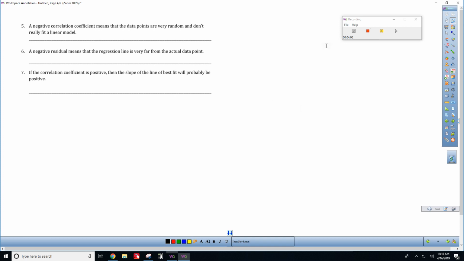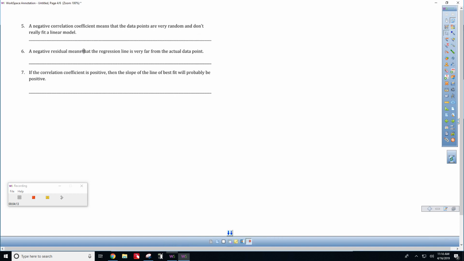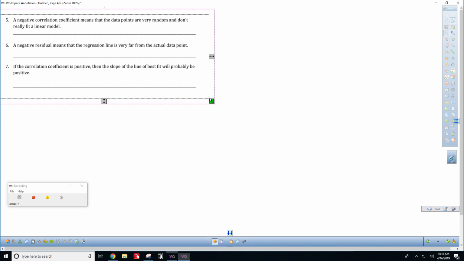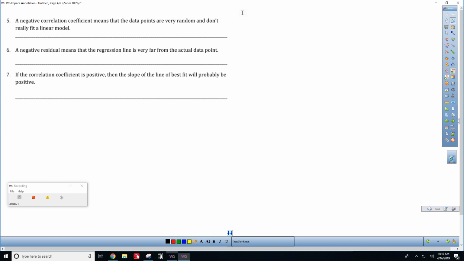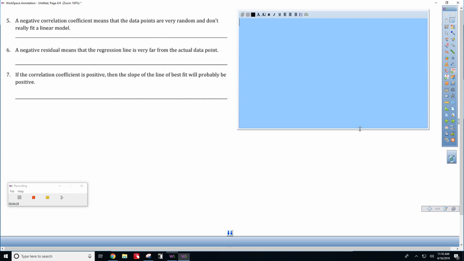Next. 5, 6, and 7. 5. A negative correlation coefficient means that the data points are very random and don't really fit. Well, that's only sometimes true. In fact, if the correlation coefficient R equals -1, then the data points are an exact fit for a line with negative slope. So that's not a good answer at all.